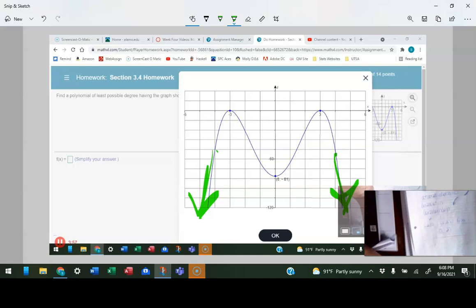And so now I've got to figure out what it can be. Can it be an x squared? No, because it's not a perfect parabola. Can it be an x to the fourth? Maybe. Can it be an x to the sixth? Maybe. Let's go see.